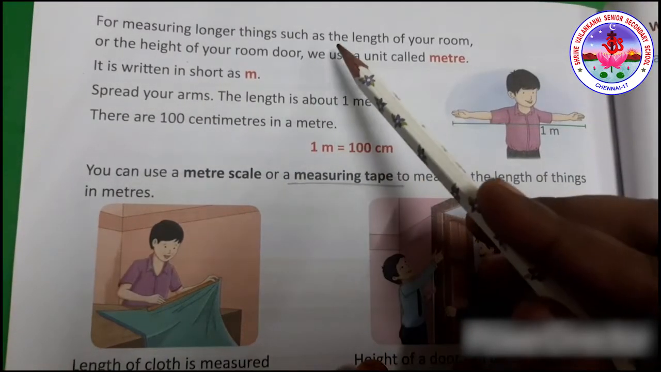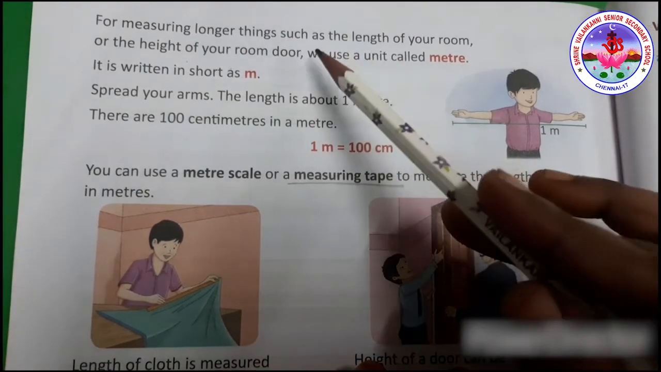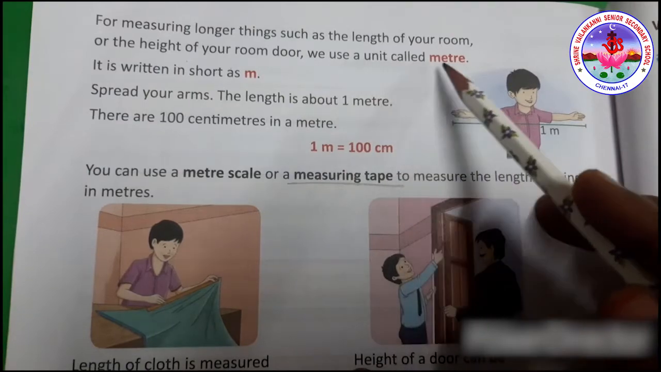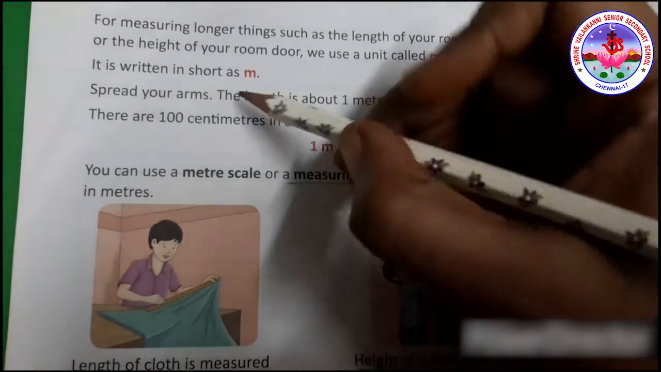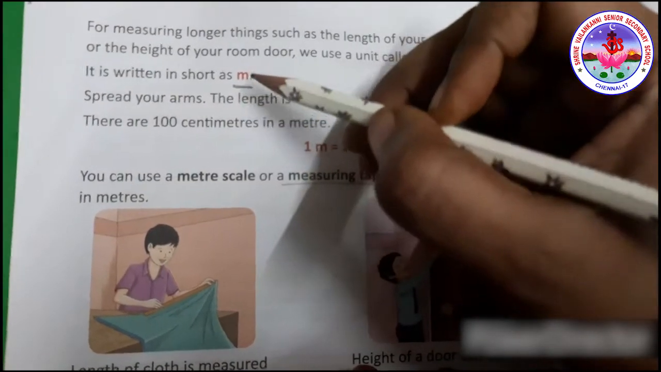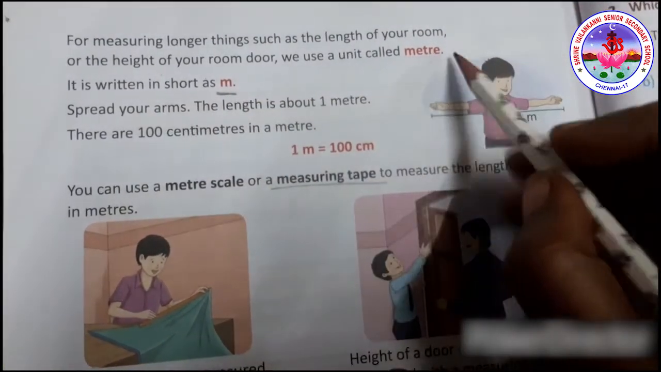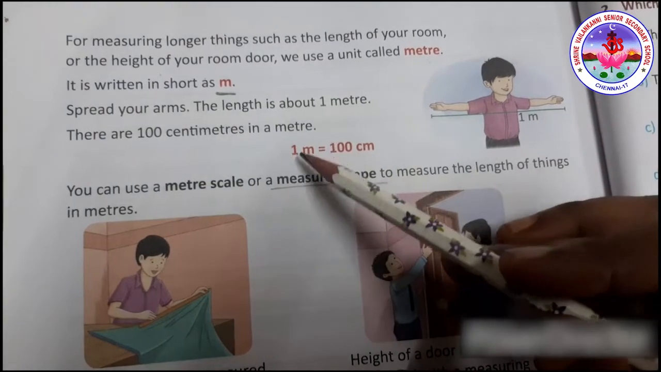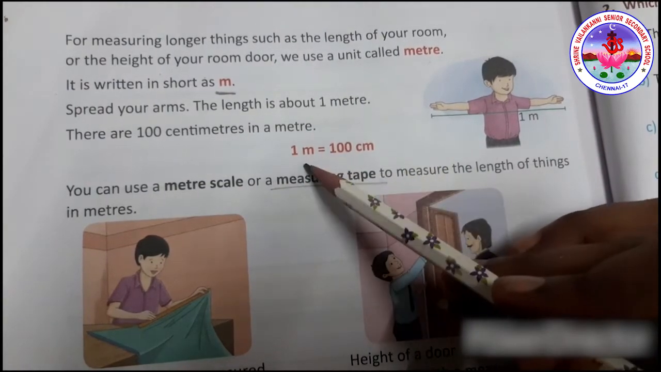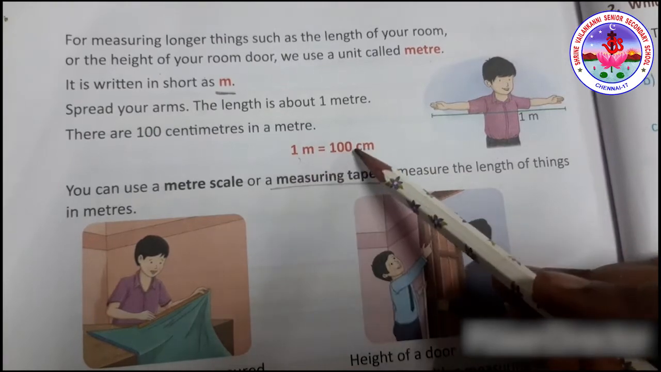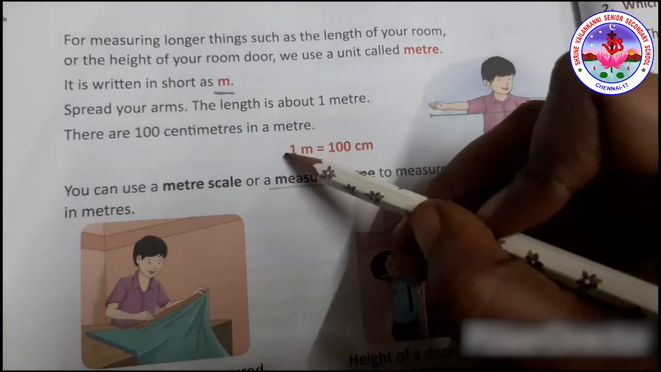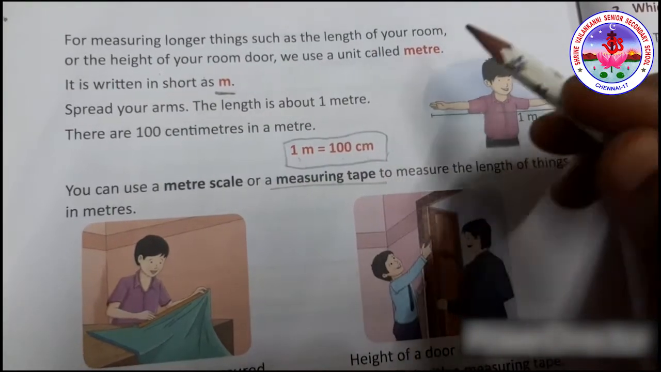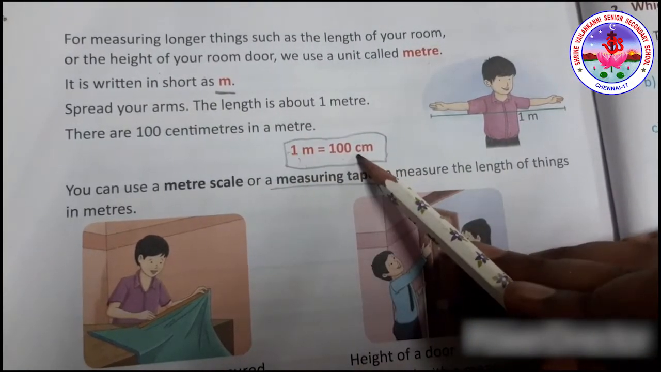For measuring longer things, such as the length of your room, the height of your room, a door, we use a unit called meter. In short, it is written as m. Meter is written as m, M-E-T-R-E. Spread your arms, the length is about 1 meter. And you have to know that there is a connection between centimeter and meter. That is, 1 meter is equal to 100 centimeter. This is very important. You will be using this even when you go to 12th standard. 1 meter is equal to 100 centimeter.